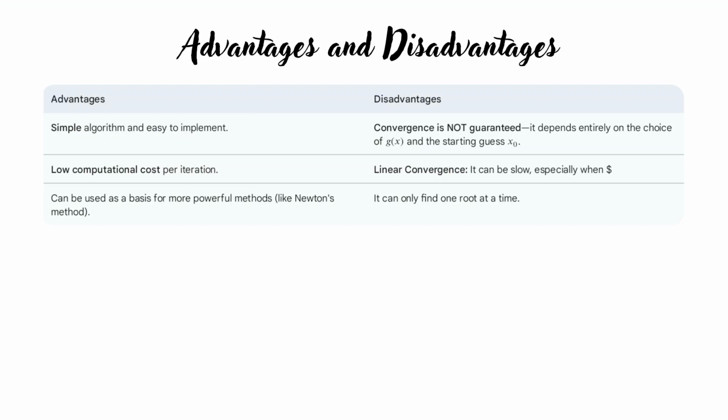Advantages of fixed point iteration: simple algorithm and easy to implement; low computational cost per iteration; can be used as a basis for more powerful methods like Newton's method. Disadvantages: 1. Convergence is not guaranteed. It depends entirely on the choice of g(x) and the starting guess x sub 0. 2. Linear convergence. It can be slow. 3. Lastly, it can only find one root at a time.